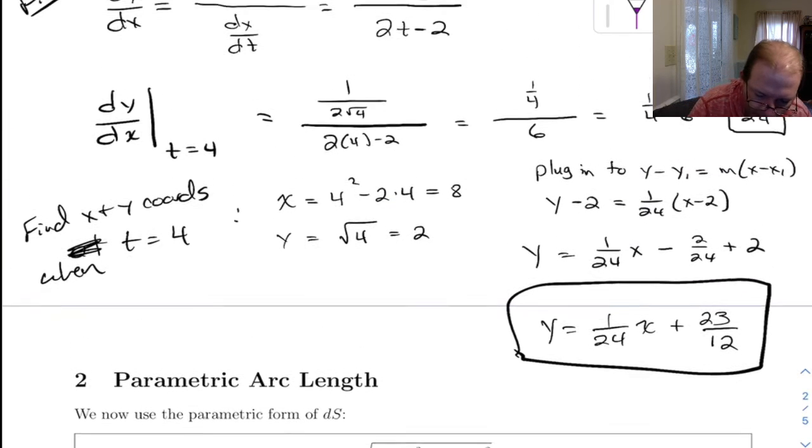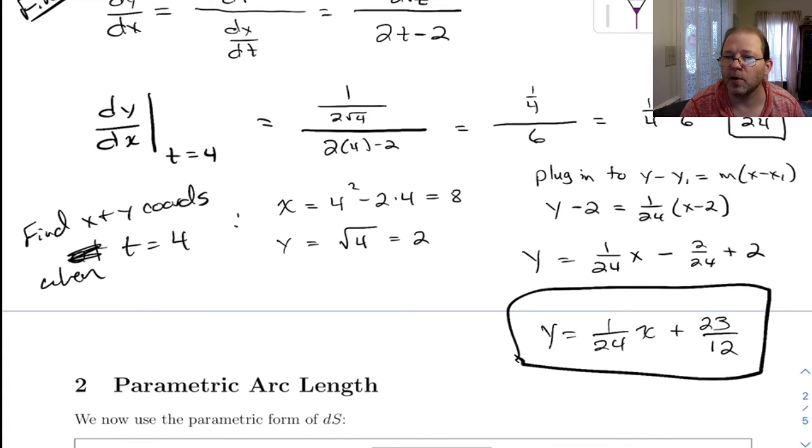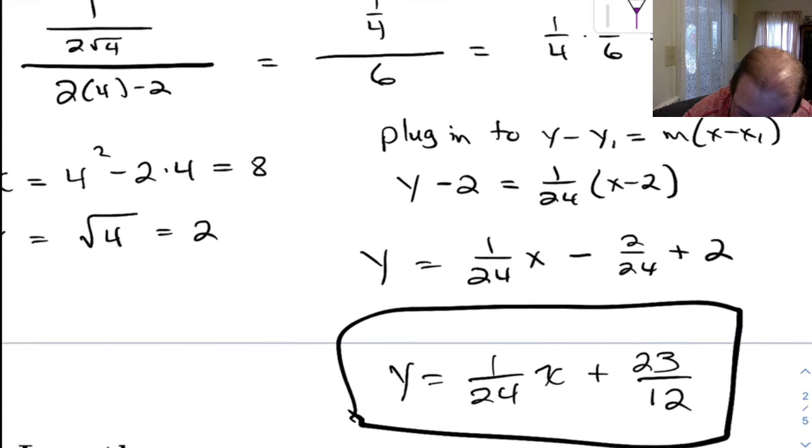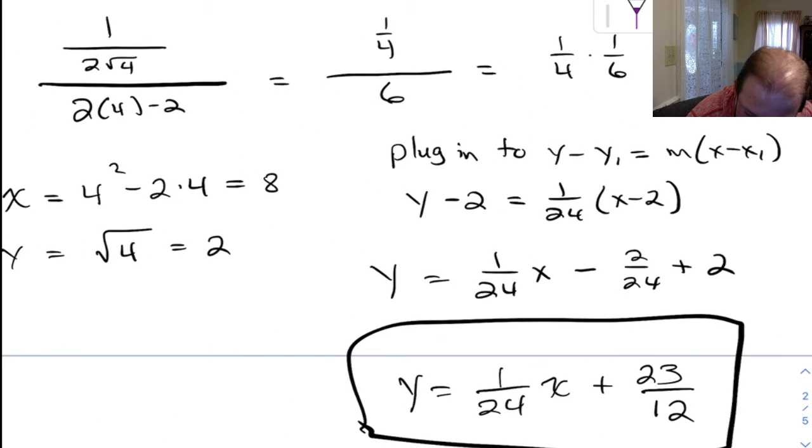Let's go back and see what happened here. The slope doesn't look wrong. Let's see, y minus 2 equals 1 over 24 times x minus, that's my problem right there. I plugged in this 2. This 2 right here was not supposed to be 2. It was supposed to be an 8. So let's just erase this stuff below and try this again.